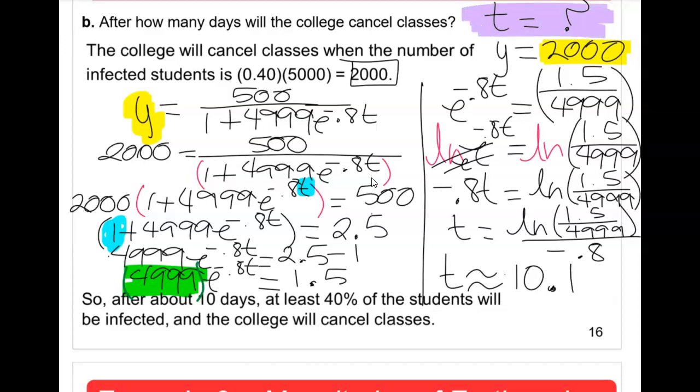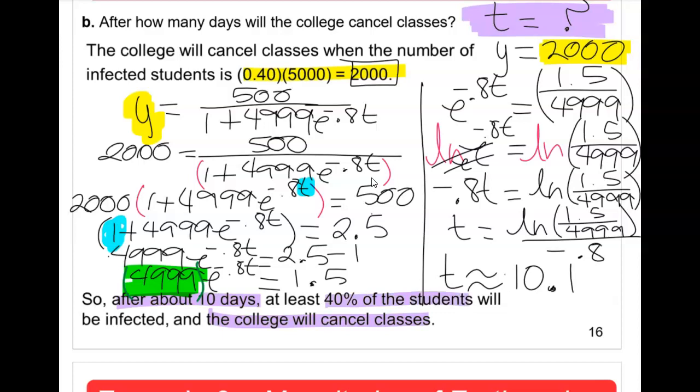And so, remember that was our question: what is the time that it will take for 40% of the students to be infected? 40%, we found it was 2,000. So it will take 10 days for 2,000 students to be infected. So after about 10 days, maybe on the 11th day, at least 40% of the students will be infected and the college will cancel classes.